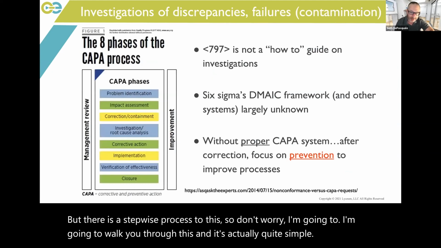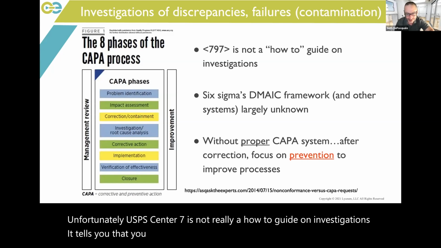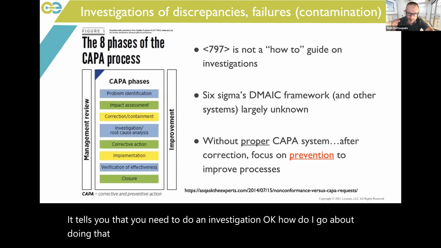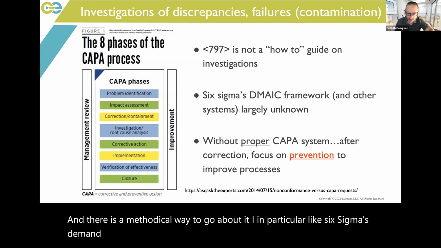Unfortunately, USP 797 is not really a how-to guide on investigations. It tells you that you need to do an investigation. Okay, well, how do I go about doing that though? And there is a methodical way to go about it. I, in particular, like Six Sigma's DMAIC framework, and a few other systems that I'm going to be talking about during the presentation.